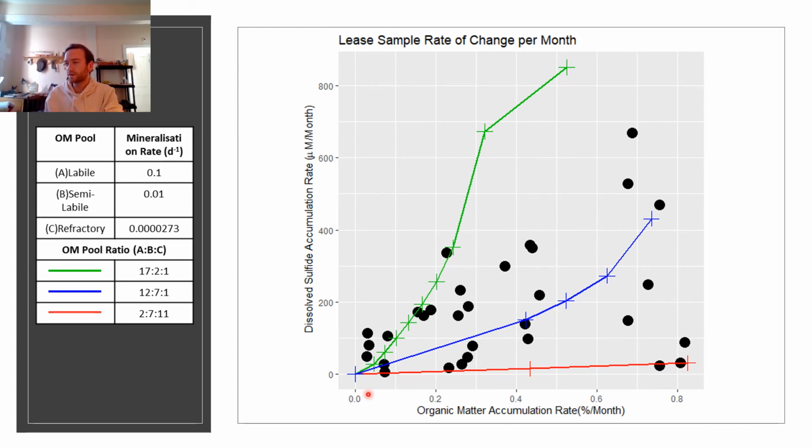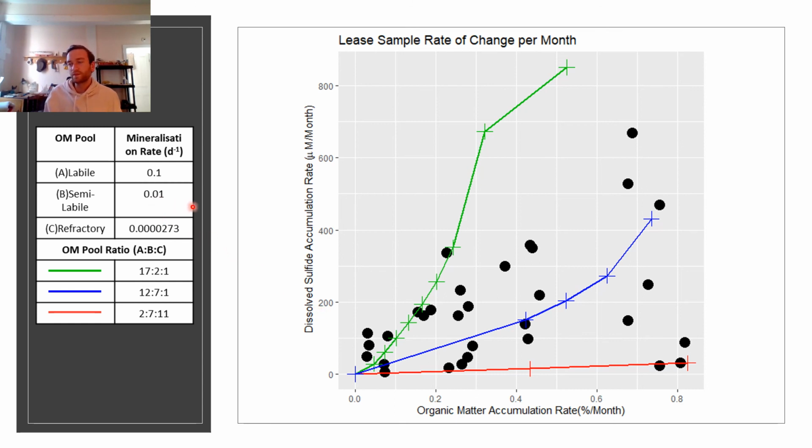And then on these axes, I have the accumulation rate per month. So how much the organic matter percent has increased and how much the dissolved sulfide concentration has increased each month. So we've got some high sulfide accumulation values here, and while that's happening, the organic matter is going up rather slowly, whereas the inverse here, we have rapid organic matter accumulation rate and low sulfide accumulation over this period. Now, why would that happen?